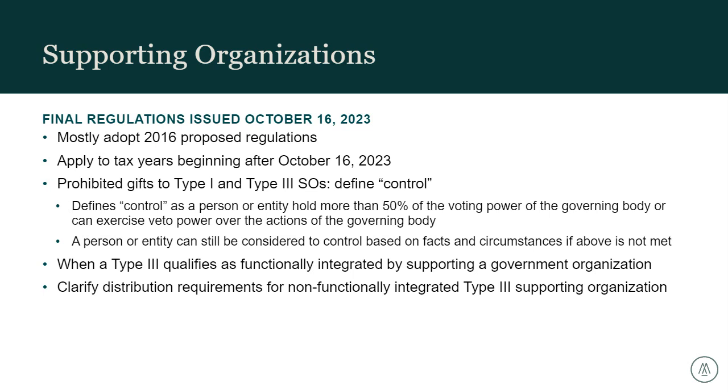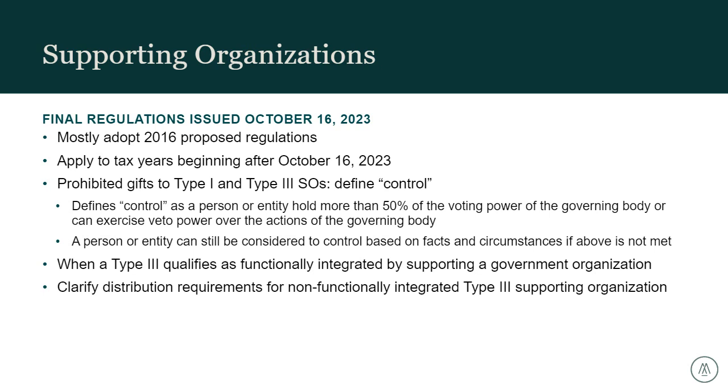The integral part test, which is the third requirement, it clarified that it requires a parent to direct overall policies, programs, and activities of its supported organization. It also added that it must have the ability to remove and replace or otherwise appoint with reasonable frequency a majority of the board in addition to the ability to appoint or elect. So in the past, they had to have the authority to appoint or elect. Now they have added that there also needs to be the ability to remove and replace.